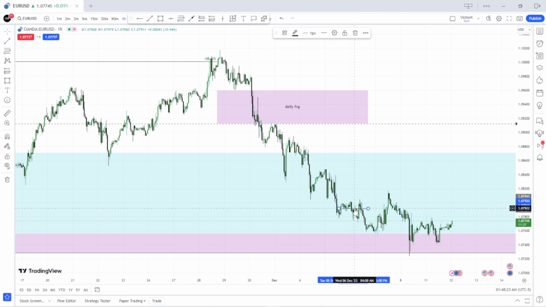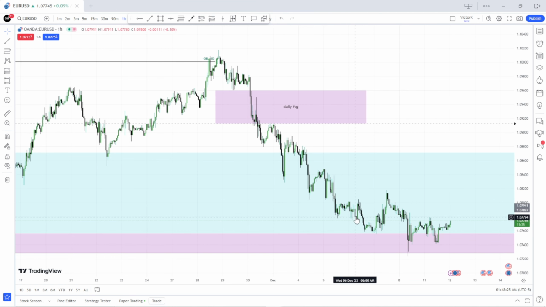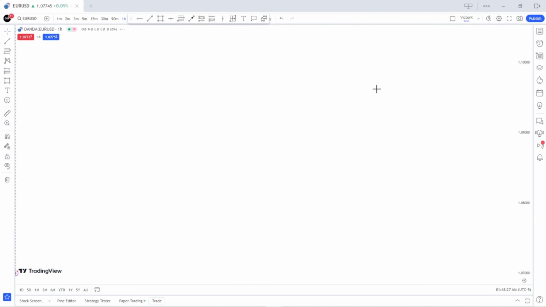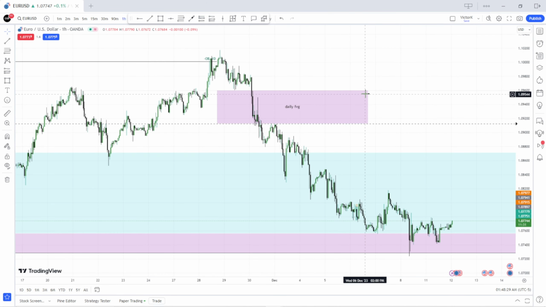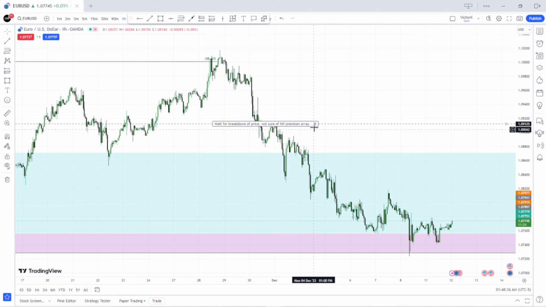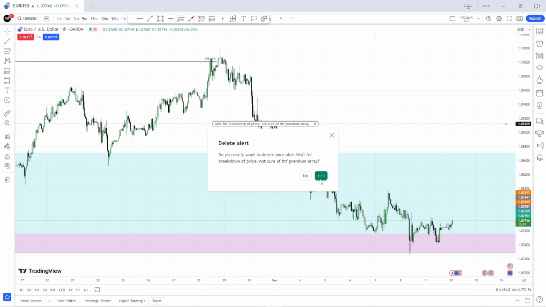Just give me a moment to take off all of these annotations in here. Let me take off this daily fair value gap here. Keep everything neat. And I'm going to move this alert as well. All right. So I think this is now clear.